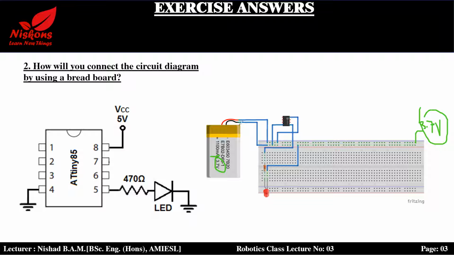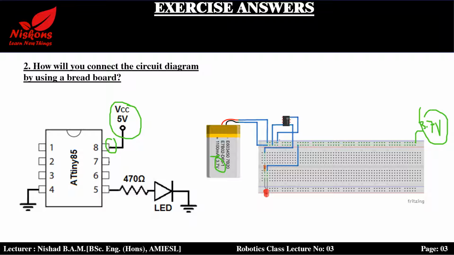And the negative terminal of the battery is connected to the other side. That means we have a positive 3.7 volts in each and every dot on the top of the breadboard, and on the second layer we have the negative terminal, which means zero volts. After we have connected that, what will you do? We have to connect the positive terminal to the 8th pin.